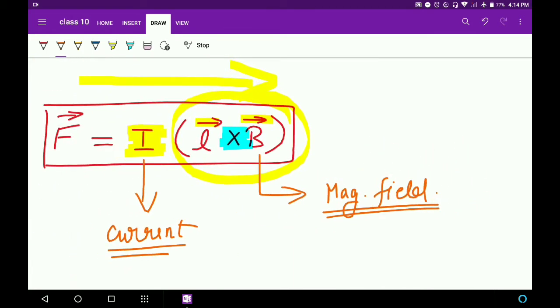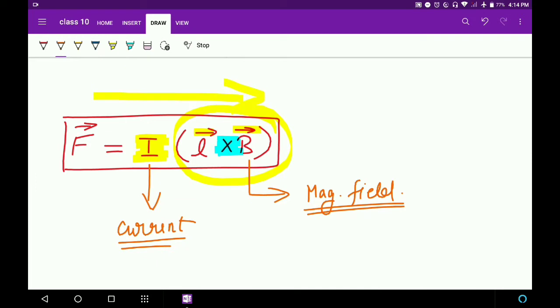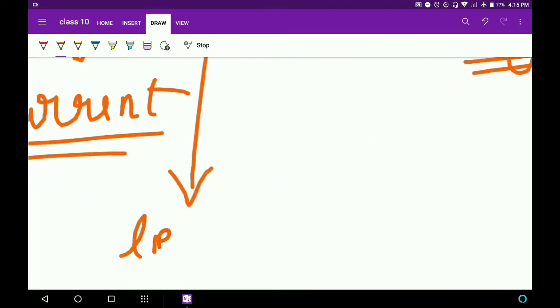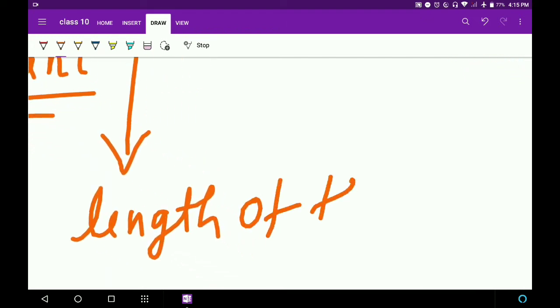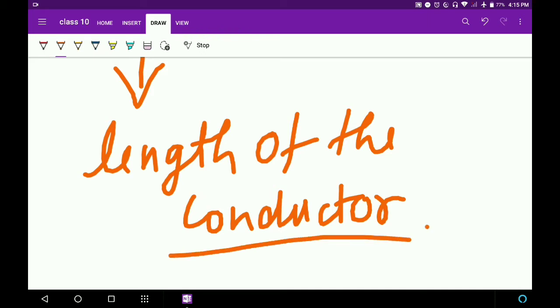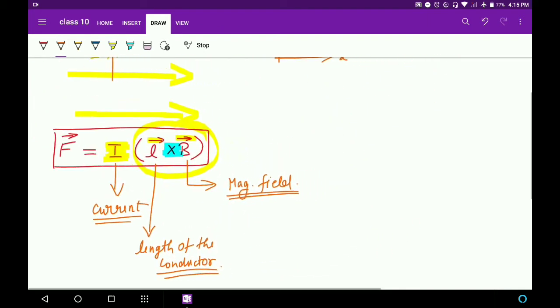Now what is this L? If I take a current carrying conductor, it will have some length, right? This L represents that length. So it is basically the length of the conductor. My spellings are horrible. Okay, so this is the length of the conductor.